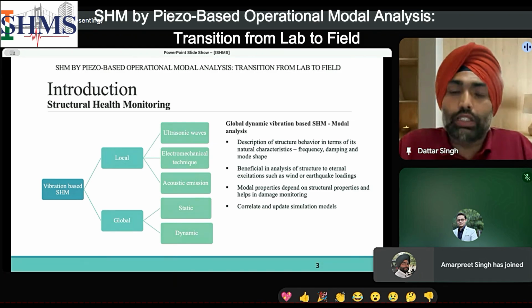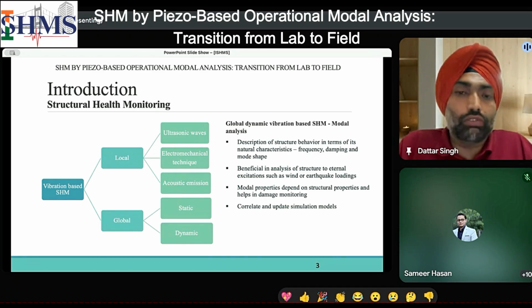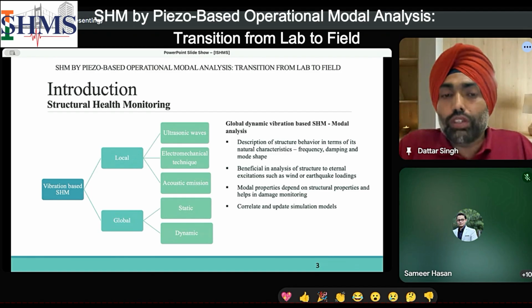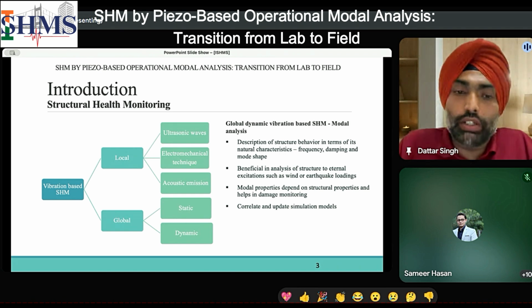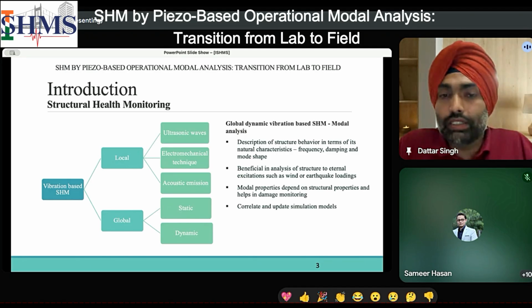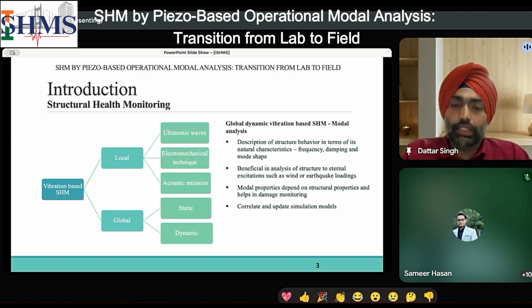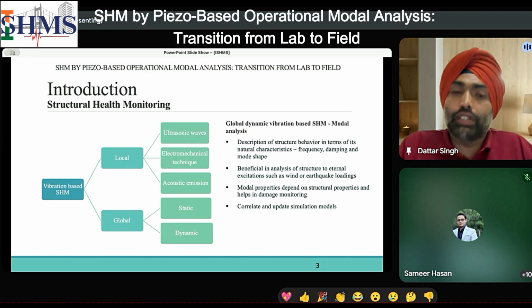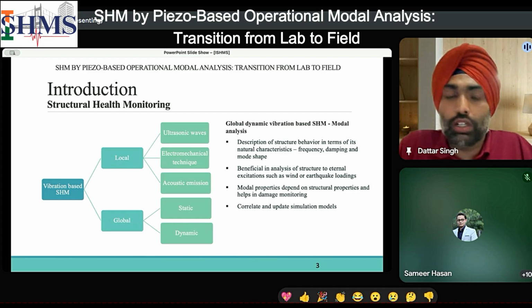So we have multiple techniques like acoustic emission, then we have the electromechanical impedance technique, then we have ultrasonic waves, eddy current, and many more. And when we are considering the entire structure in a single go, we are monitoring the structure as a whole. That is called global monitoring, and global static and global dynamic are such types of techniques. And global dynamic, which relates to modal testing of the structure, is the most appropriate technique for global monitoring. And it can be further categorized into experimental and operational modal analysis.